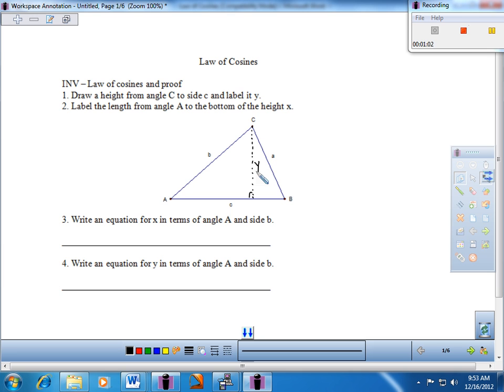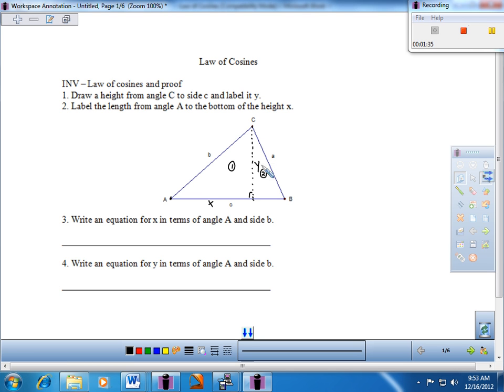Number 2, label the length from angle A, from here to the bottom of the height, as X. Remember, the whole side is C, but from here to here we're going to call that X for the time being. You don't have to do this piece, but I hope everyone sees that when I drew that height in, I created a couple right triangles, so we'll utilize a little right triangle trig to help us out.